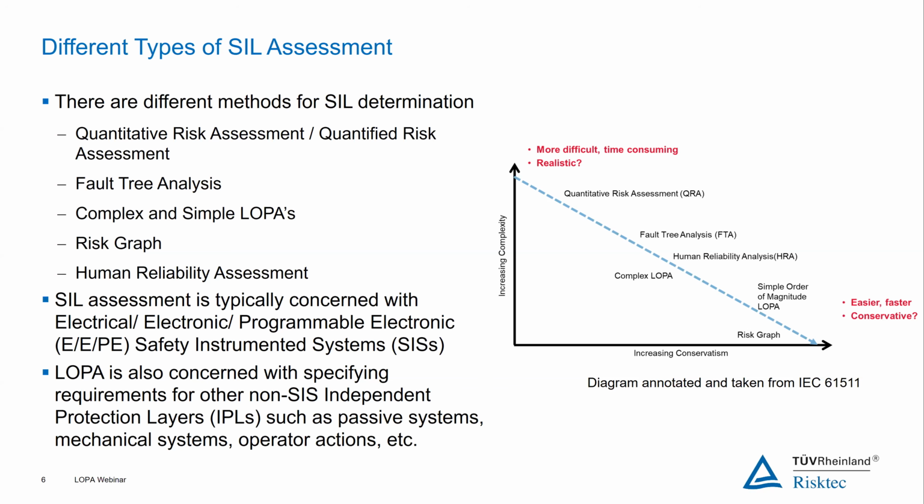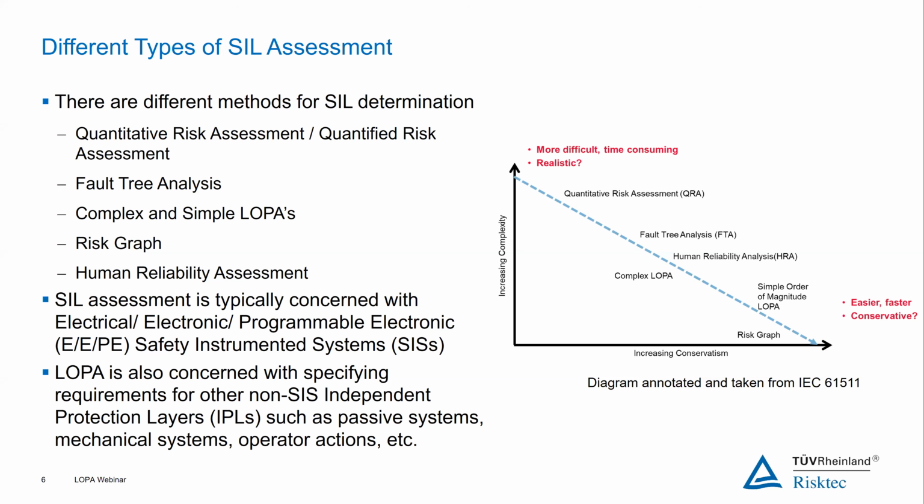And working our way down, we have complex and simple LOPAs, with complex LOPAs being the more complicated of the bunch, and we'll go into a little bit later the difference between the complex LOPA and the simple LOPA and the use of orders of magnitude. And at the bottom there, you can see the most qualitative is going to be something like a risk graph, which is quite a quick methodology to carry out. It's quite easy to do compared to the other ones and requires less effort.